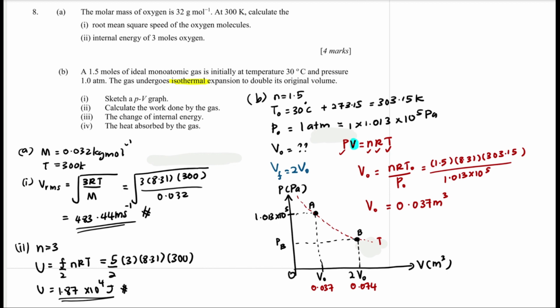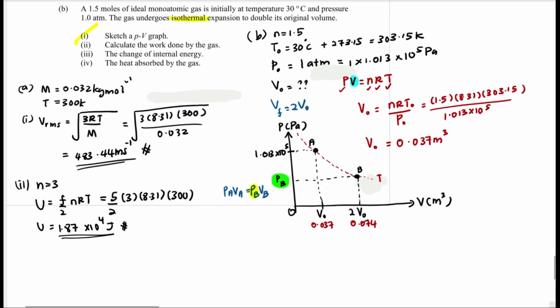So in case you want to find the pressure at point B, you can also. You use the equation of Boyle's law, which is isothermal process. So it will be PA VA equal to PB VB. Since you already have everything, PA you have, VA you have, VB you also have, 0.074, and you can find PB. Okay, no problem. Alright, so now we settle number 1. And then calculate the work done by the gas.